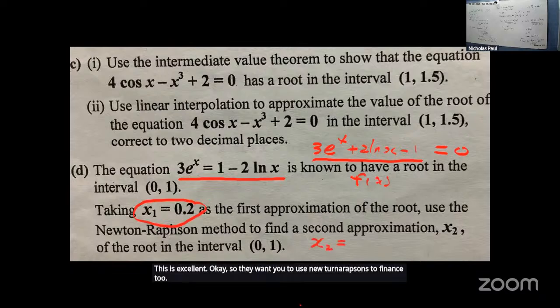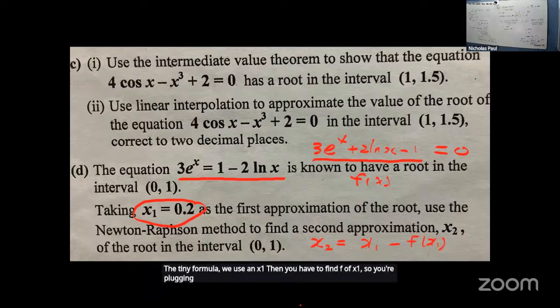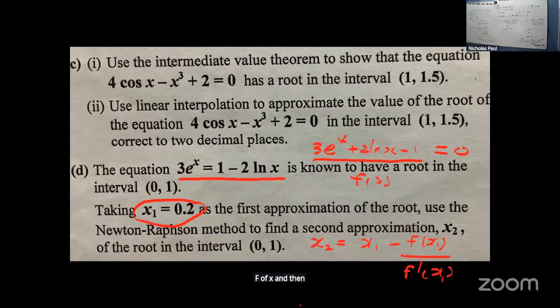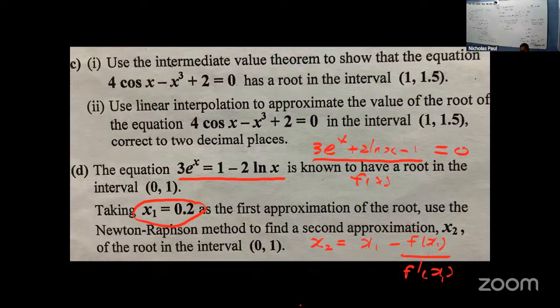So all we need is x1, using the formula. Look at the formula. We're using x1. Then you have to find f of x1, so you're plugging 0.2 into f of x. Then you have to differentiate f of x and plug in 0.2, and work that out. And there's a way on the calculator to keep clicking equal and get all the iterations.